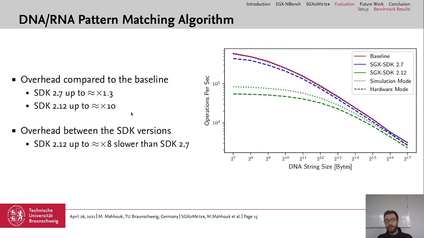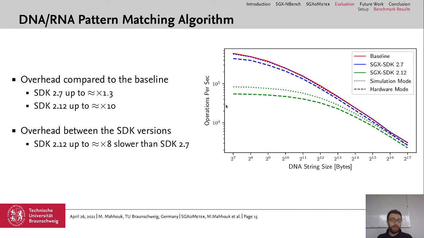So starting with the DNA RNA pattern matching algorithm, here we can see for small workloads or small DNA sequences, the performance of the newer SDK has dropped up to 10 times compared to the baseline. Whereas the older version of the SDK, 2.7, only drops to 1.3 times compared to the baseline. This means the newer SDK is almost 8 times slower than the older one.